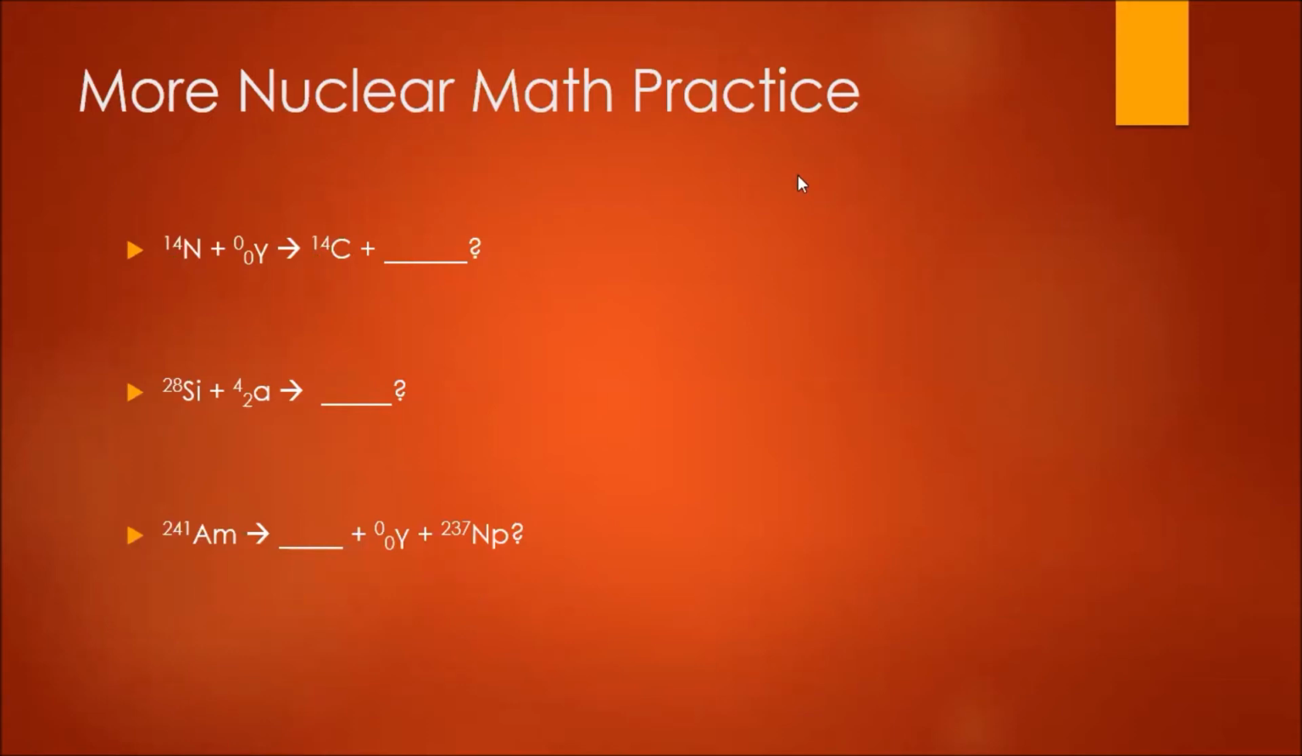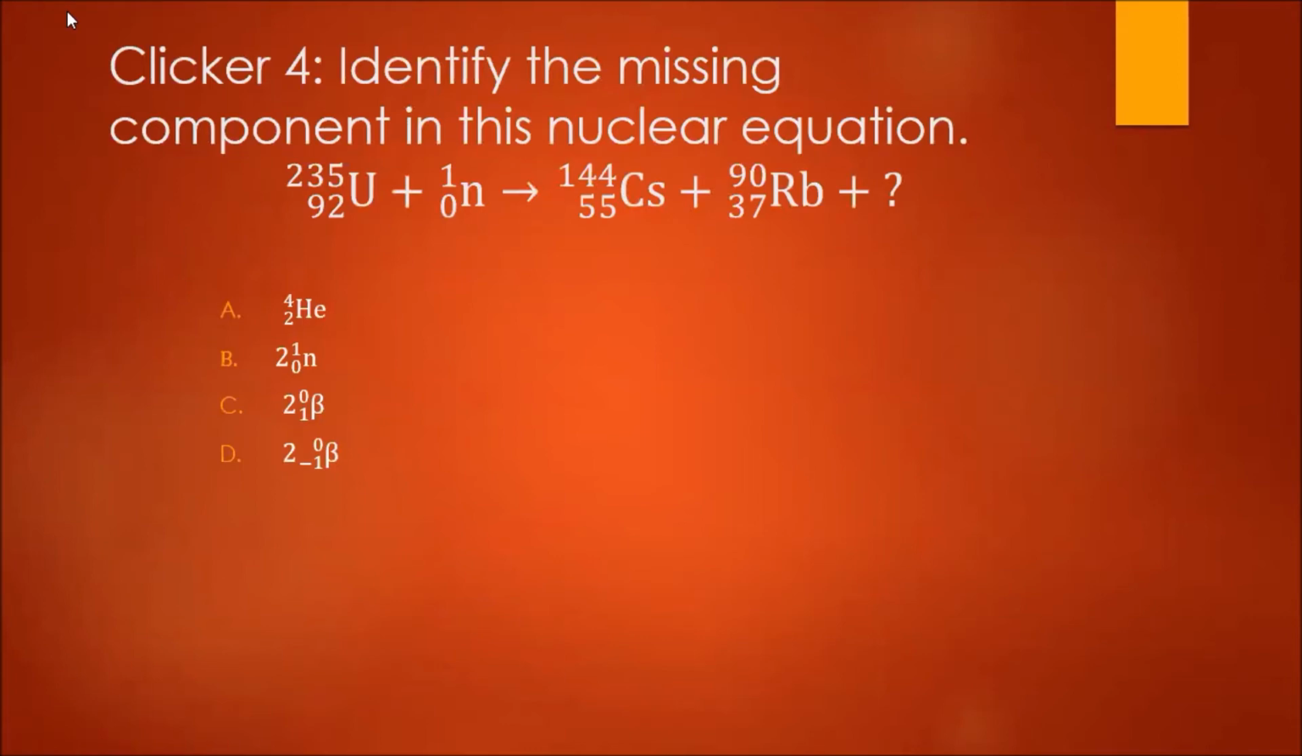Okay, clicker 4, so don't take too long. Identify the missing component. So uranium 235, 92, goes to cesium 144, 55, and rubidium 90, 37, and what component? So please note that the atomic numbers on the left sum up to 92. The atomic numbers on the right must also sum up to 92. So whatever this element is, it must add up: 55 plus 37 plus blank must give you 92.